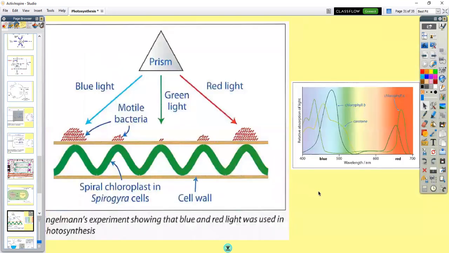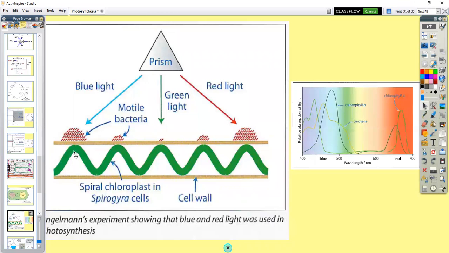Okay, a couple of experiments that were carried out. So this is Engelmann's experiment to show the different wavelengths of light that were used in photosynthesis. He used a prism to split up white light into blue, green, and red. He also used these special cells called spirogyra, which are photosynthetic cells which have a spiral sort of chloroplast. And he used bacteria that were able to move, which carried out aerobic respiration.